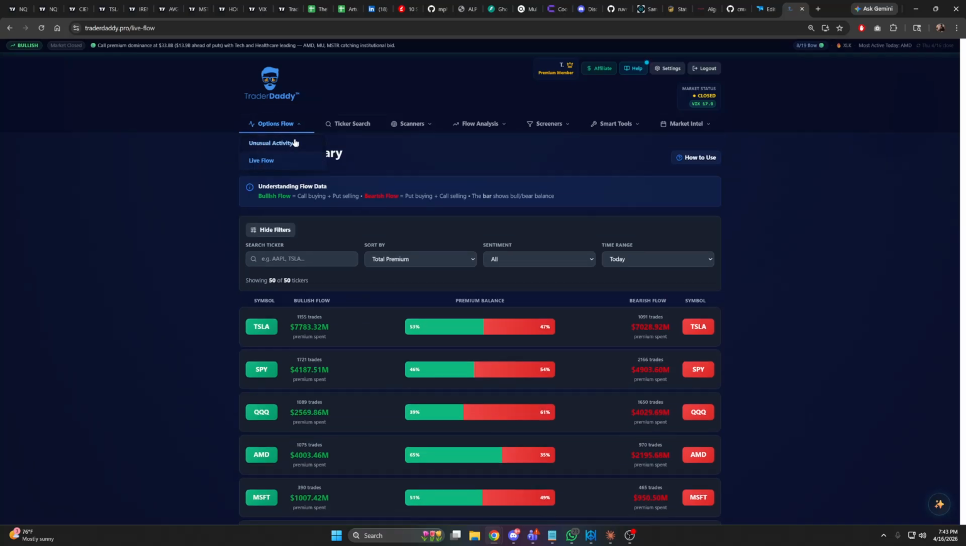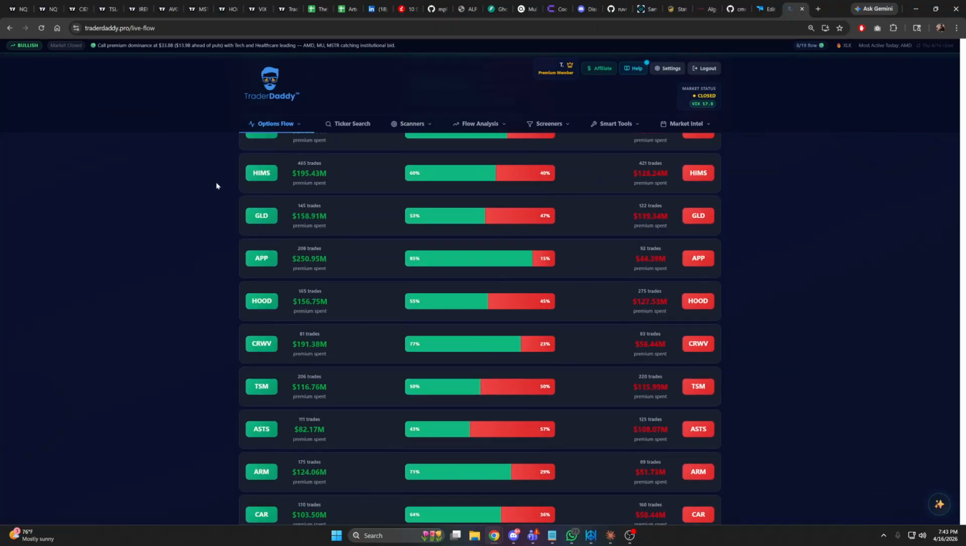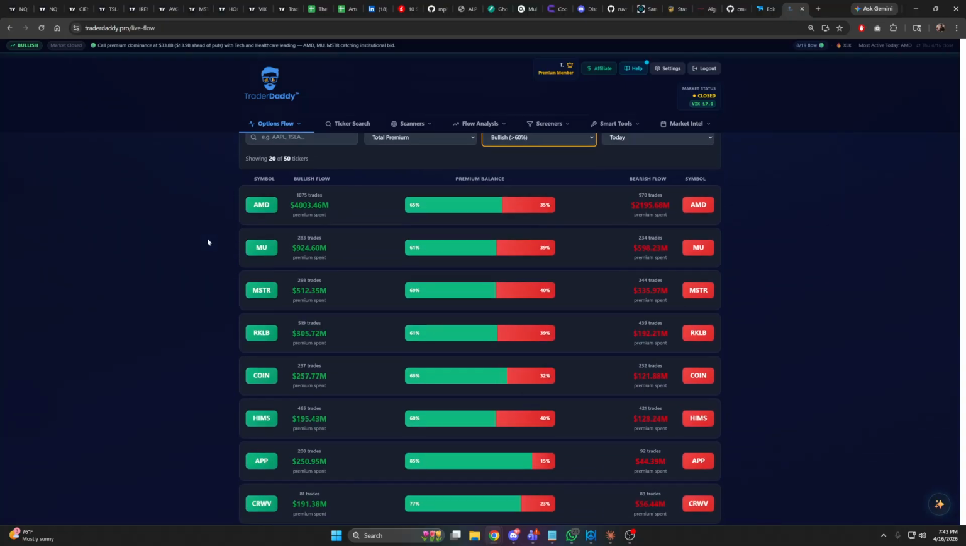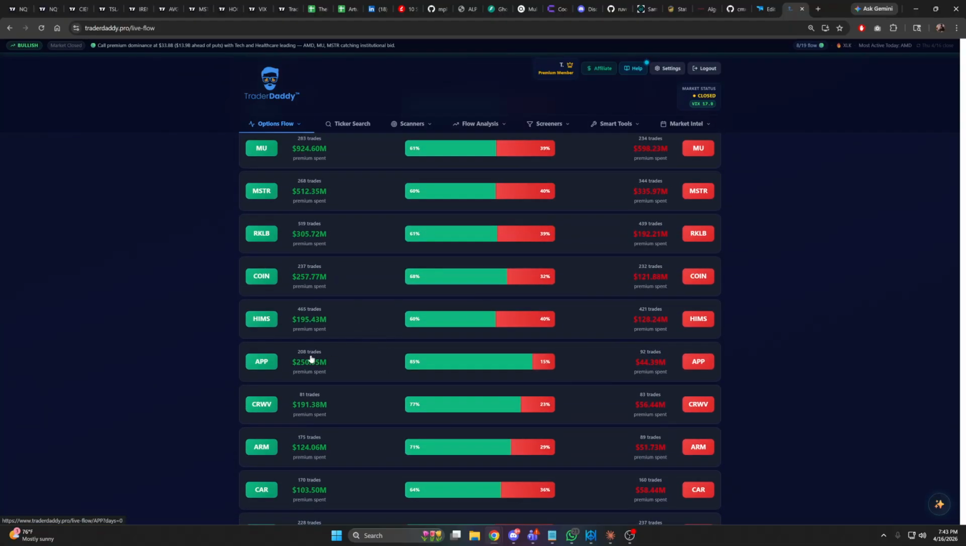One is I showed you, which is the first page, the unusual activity page. The next page is we have our live flow that we track, and this is going to show you a bunch of flows. And how I personally like to use this is, again, just looking for what has an absurd amount of bullish flows. So I'm just going to change the sentiment here, bullish greater than 60%. And I'm going to scroll down and we're going to see what's super bullish. And there you go. This ticker right here, APP.